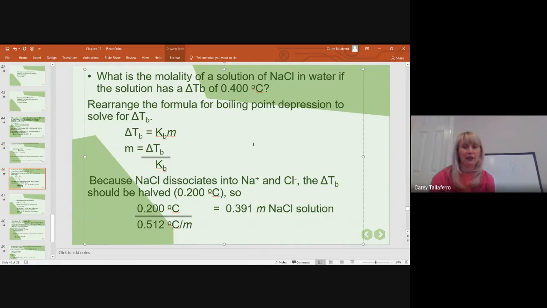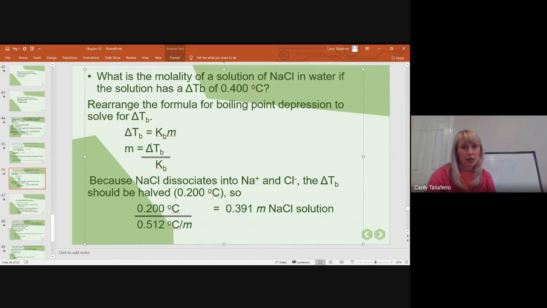Now, I'm going to stop for a second and I want you to think, is this what I use? Okay, I'm going to tell you that no, it's not what I use, because NaCl dissociates into sodium and chloride, so 2 moles. All right. So I'm going to cut that value in half. I'm not going to use 0.4 degrees Celsius. I'm going to halve that. I'm going to use 0.2 degrees Celsius.